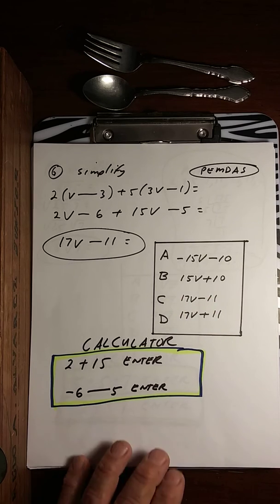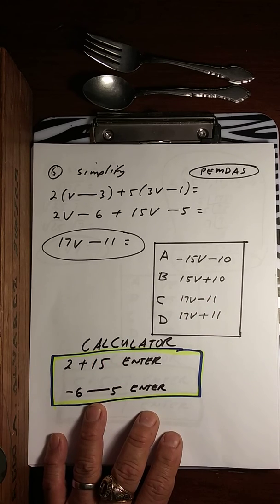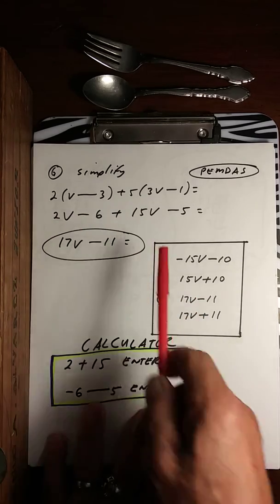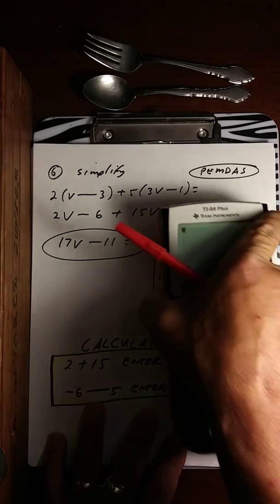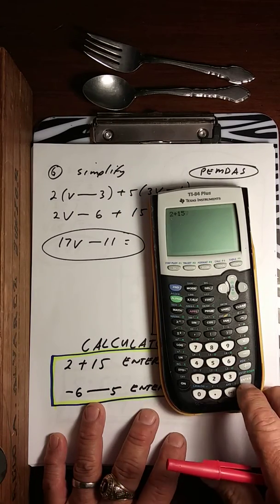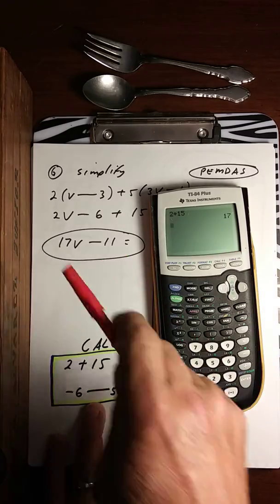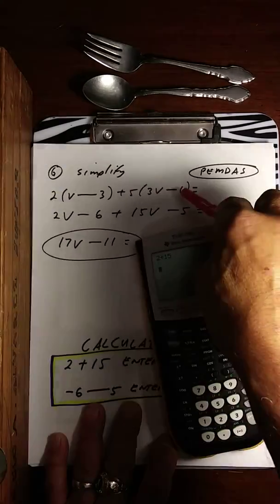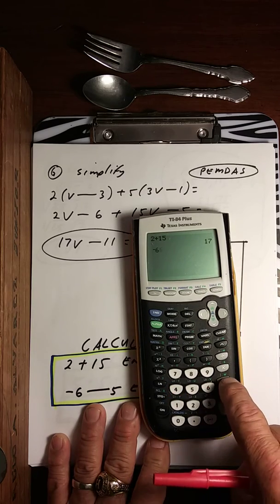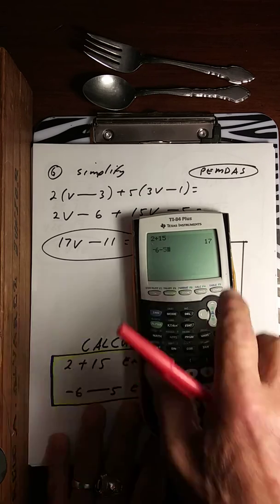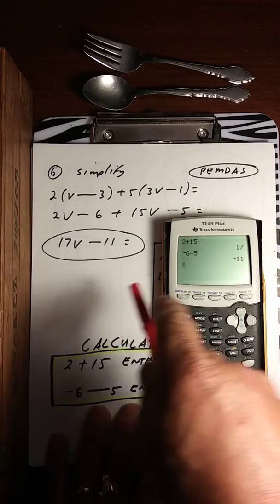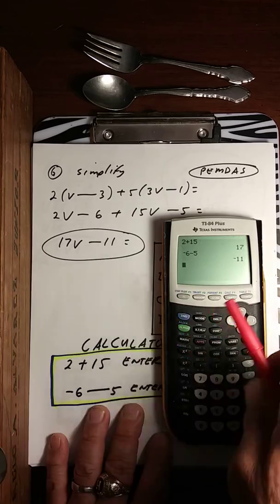See, the only hard part of this, we have to multiply the number, but when we add 2 plus 15, you can do it on a calculator. Sure. 2 plus 15, enter, is that number. And the other one, negative 6 and negative 5, negative 6 and big minus sign 5, okay, enter, is a negative 11. So that's how we get the 17, and that's how we get the negative 11.